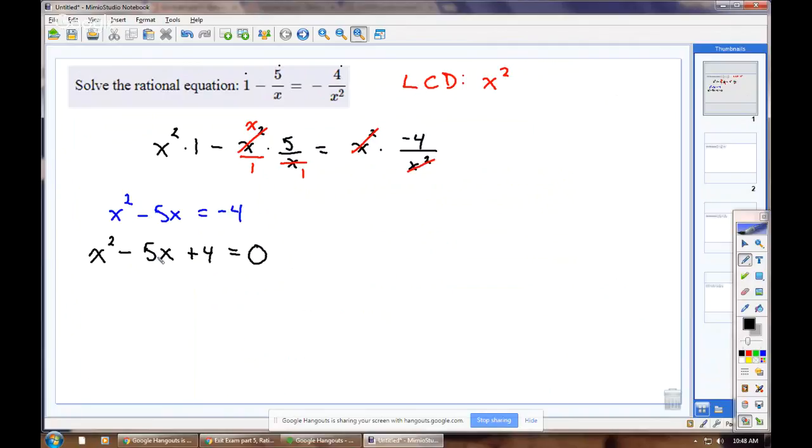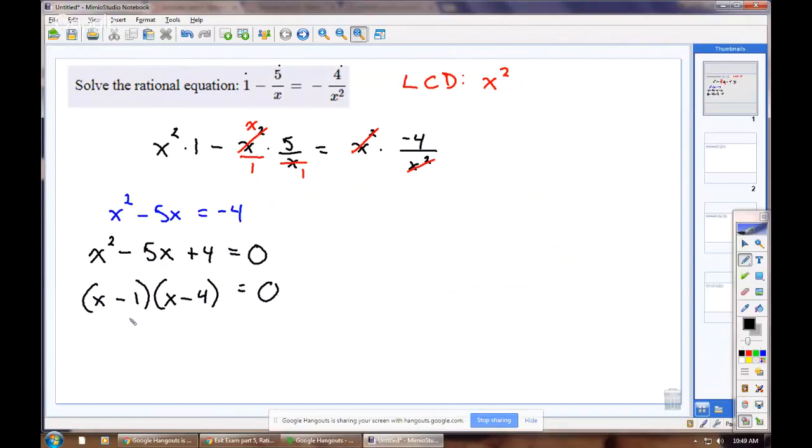From here, I can try factors. I could complete the square or use the quadratic formula. Looking at this, I believe it factors. Let's try. I believe x squared is x times x, and 4 is 1 times 4. And since that's a negative 5 and a positive 4, these must both be negative. Negative 1 times negative 4 is positive 4. Negative 1 plus negative 4 is negative 5.